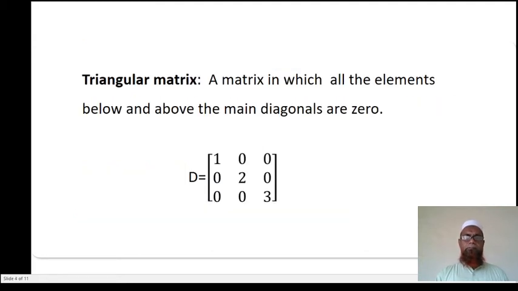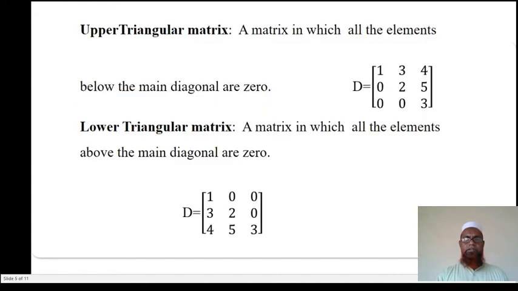Triangular matrix: a matrix in which all the elements below and above the main diagonal are 0. For example, D equal to 1 0 0, 0 2 0, 0 0 3. So a11, a22, a33 constitute the main diagonal. These elements are called main diagonal elements. All the elements below and above the diagonal elements are 0, and this is called a triangular matrix.